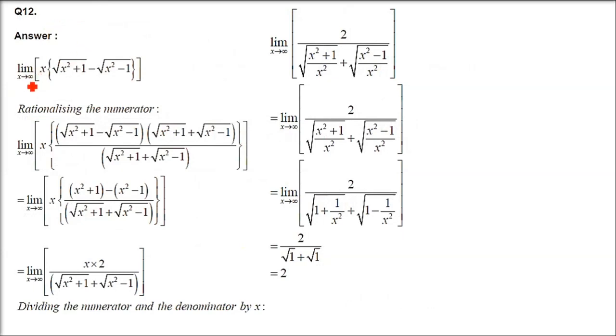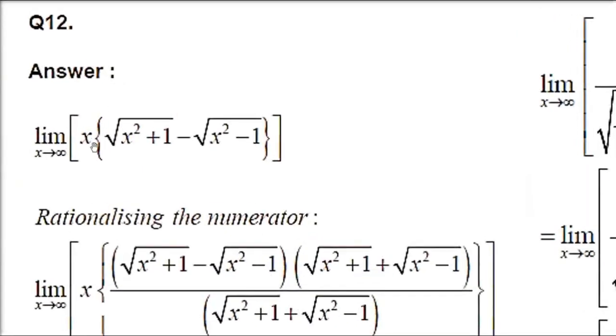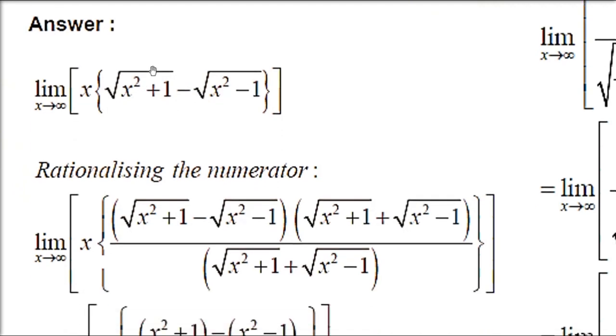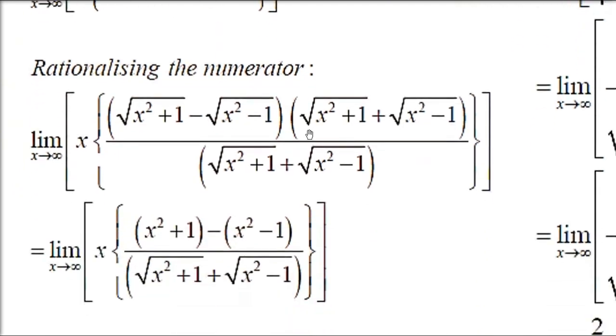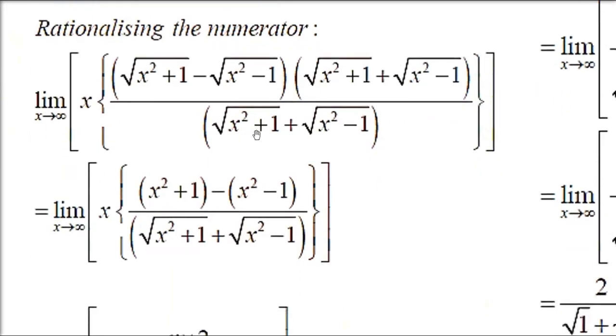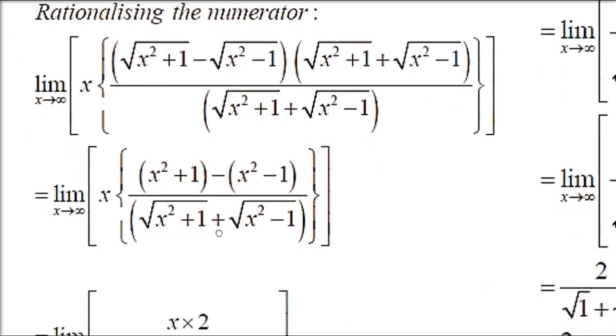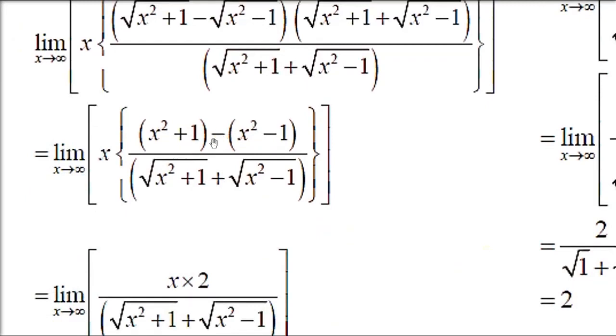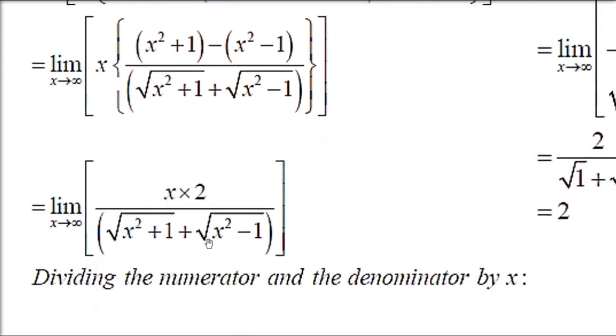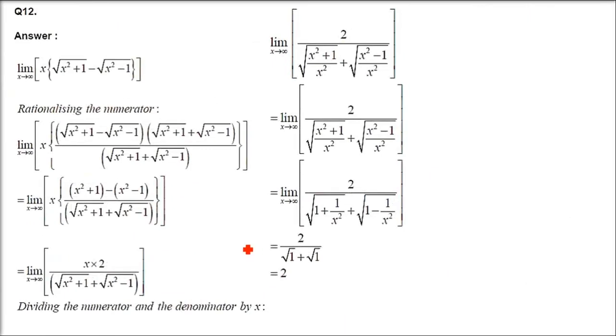Now this is question number 12. Limit x tends to infinity, x into under root x square plus 1 minus under root x square minus 1. So just multiply it with the RF. If you put x as infinity, you will get infinity, so you have to multiply it by the RF. So you have this multiplication of plus term. So x square plus 1 minus x square minus 1 will come. Denominator you have under root x square plus 1 plus under root x square minus 1. So you have 2x in the numerator, and of course you have the denominator.